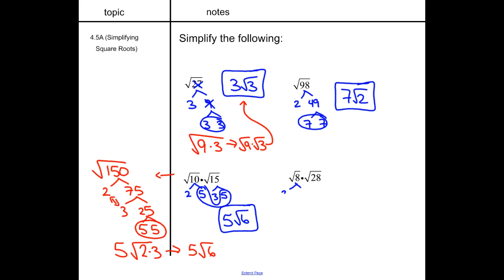Make your prime factor tree: 2 times 4, 2 times 2, 2 times 14, 2 times 7. Now find your pairs of 2's. So we have 2 pairs of 2's. That means we're really pulling out a 4 times the square root of 14. Multiplying what gets pulled out and multiplying what stays inside.